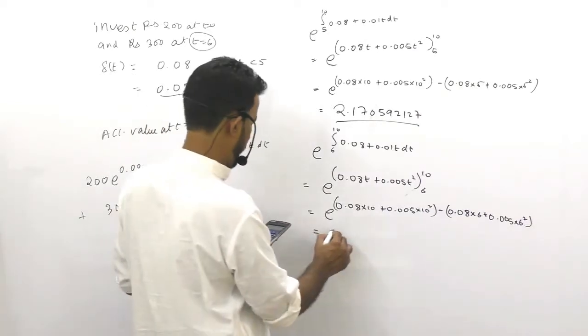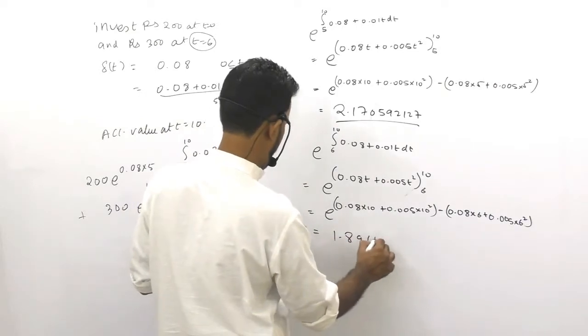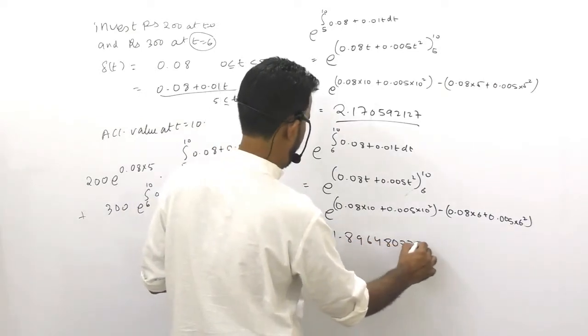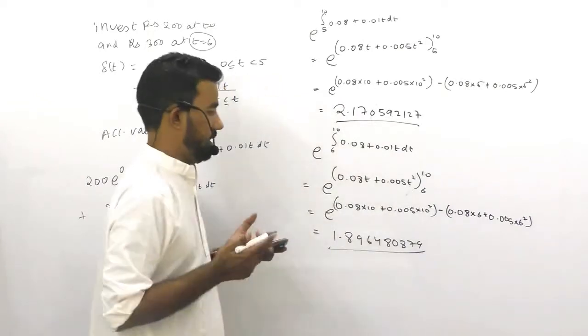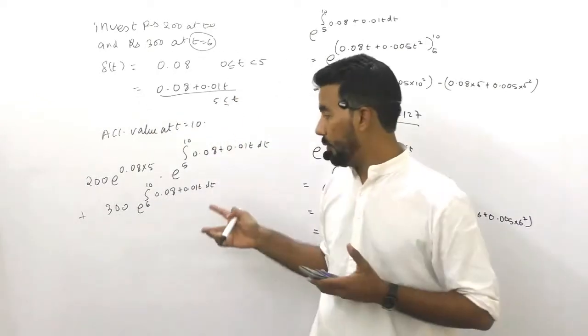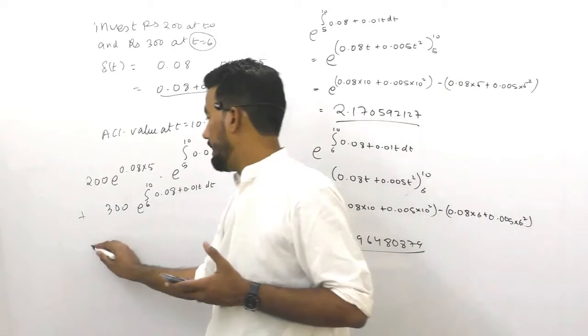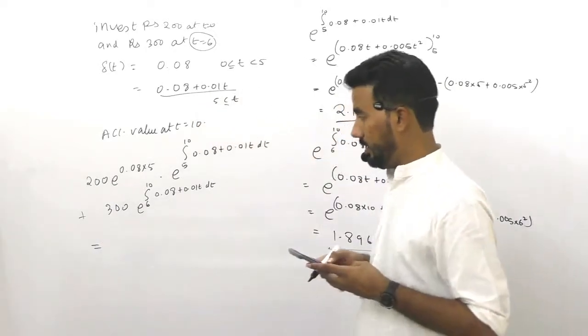The answer comes out to be 1.896480,879. So these are my two answers for the integral part of the equation. Now, substitute the values here, and you'll get your answers directly.